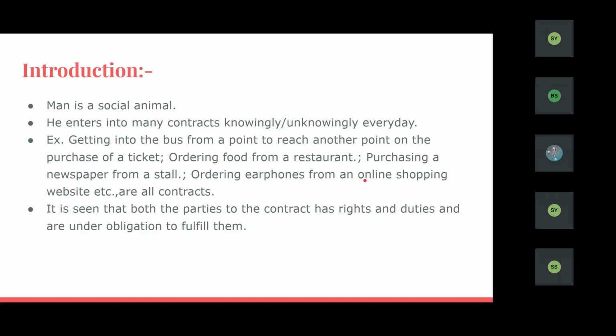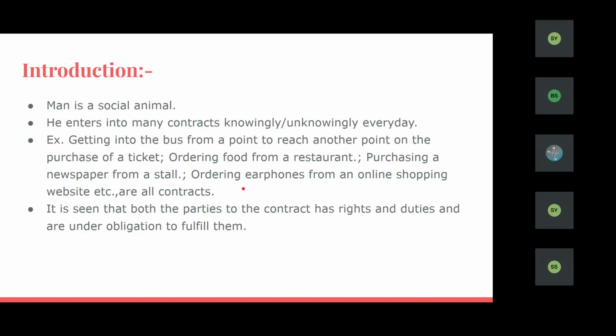Just imagine you have ordered earphones from an online shopping website. You have placed an order, also the money got debited from your account, and imagine that the earphones have not reached you. Or just imagine, instead of earphones, a soap has been delivered to you. So in that case, you can approach court. You can approach a consumer forum, so as to take action against them, right? Because they have not fulfilled the condition of the contract.